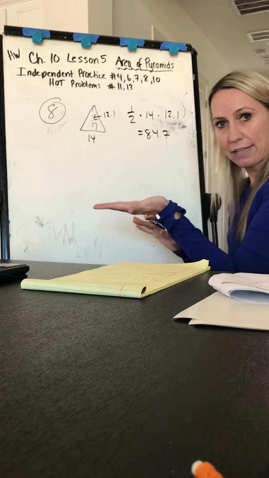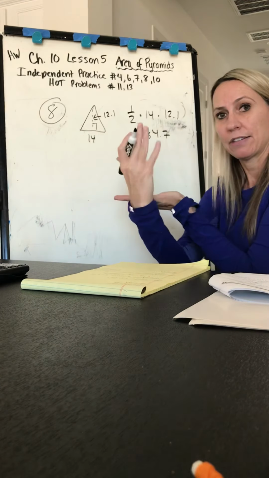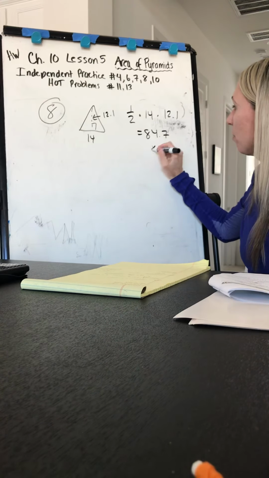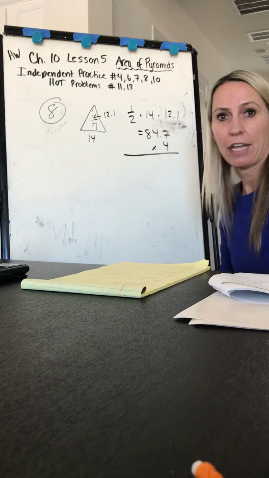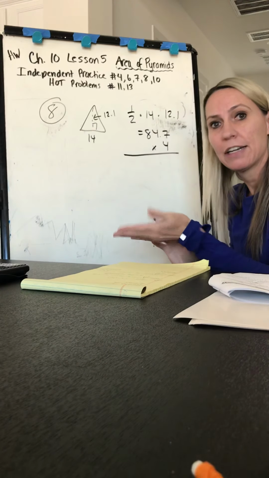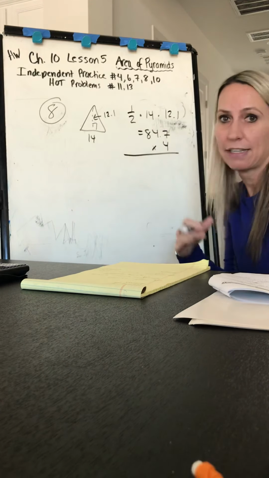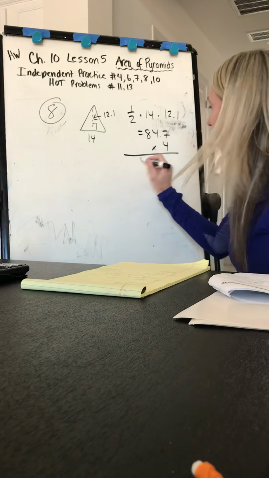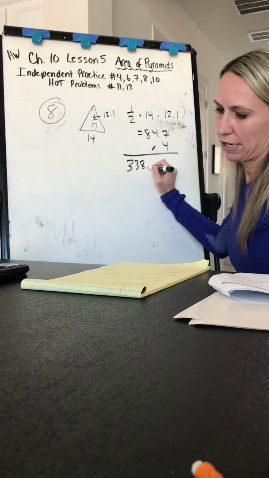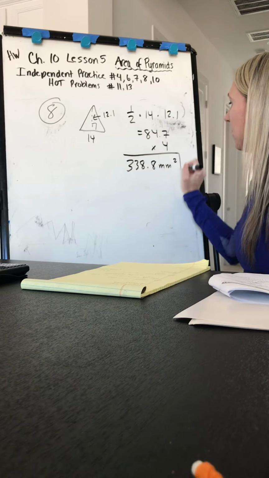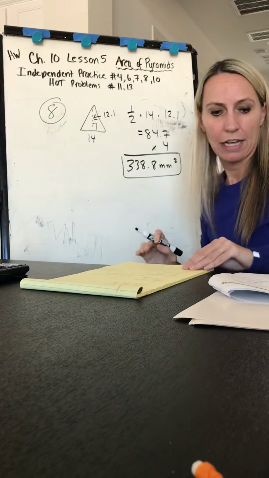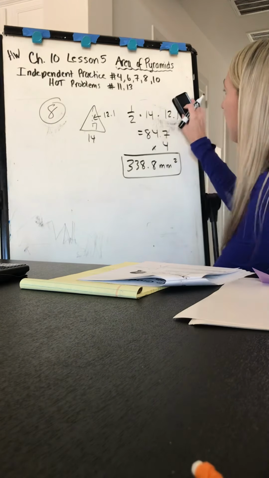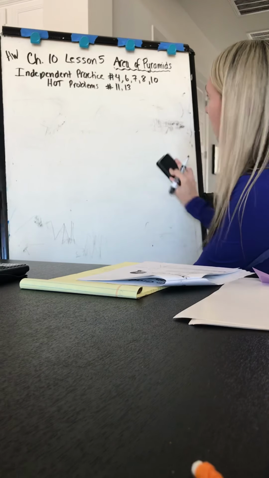But it said all the faces are the same. So you're going to have one base and 3 lateral faces. So total there's 4. So we're going to take this and multiply it by 4. Okay, on the other ones you had to do the base separately, and then you would multiply this by 3. But because it said they're all the same, we're going to multiply it by 4. And we get 338.8 millimeters squared. Okay, and then we did the chart on the top of page 788. So now let's do the hot problems.